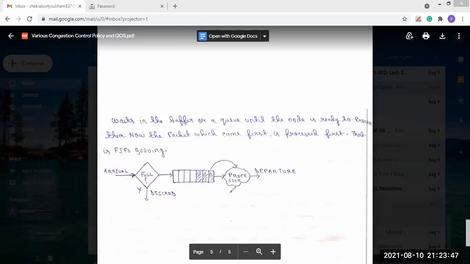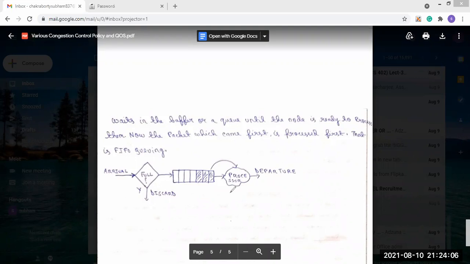After the arrival of the packet, it is checked whether it can be stored into the queue or not. If the queue is full, then we cannot store the packet into the queue, so the packet will be discarded. But otherwise, if the queue is not full, we can store the packet into the queue.